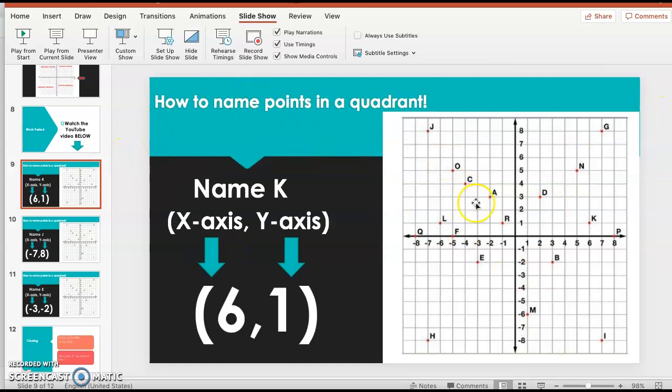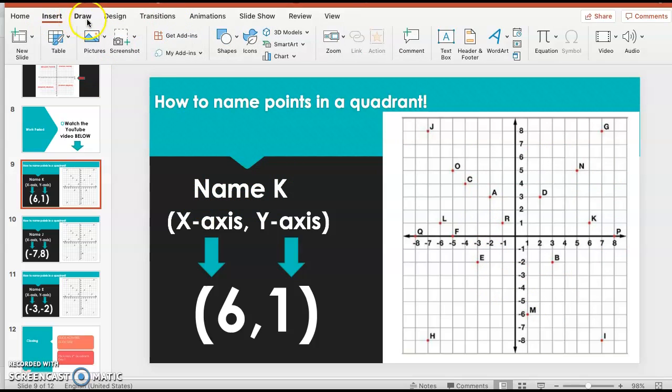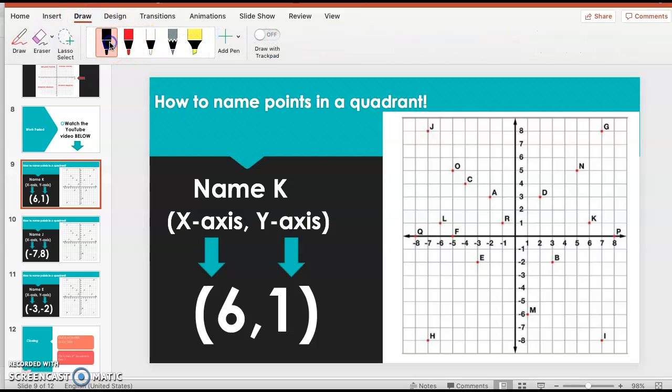Okay, so let's say I give you this chart and I ask you to name K. So what you're going to do first is you got to find K, right? Well, so let's peek. Ooh, K's right here. So what we're going to do is we're going to look on the x-axis first, okay? Well, your x is right here, and your y is right up here. So let's do x first. So you're going to figure out which number is all the way this way.